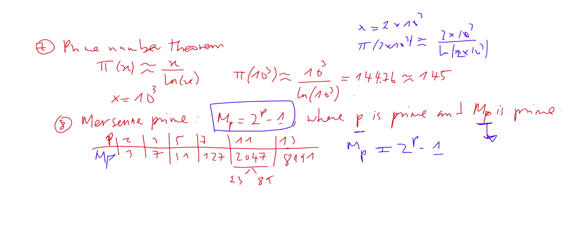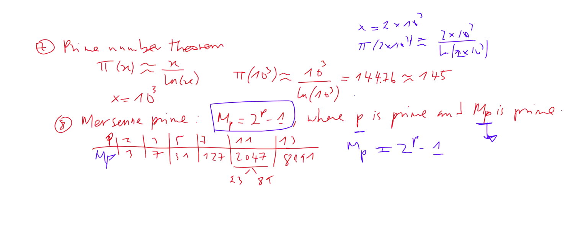Then if we take 5, we have 31. So 31 is a prime number and 5 is a prime number, so we have a Mersenne prime 31. If we take 7, we have 127. This is a prime number, so we say that it is a Mersenne prime.